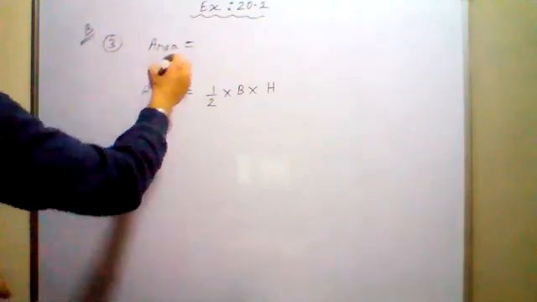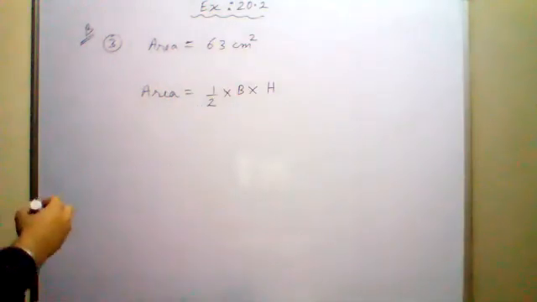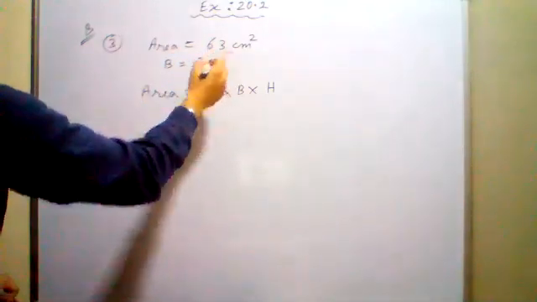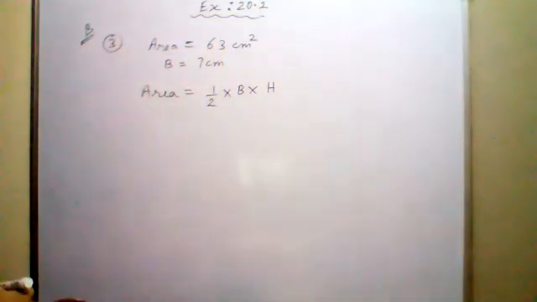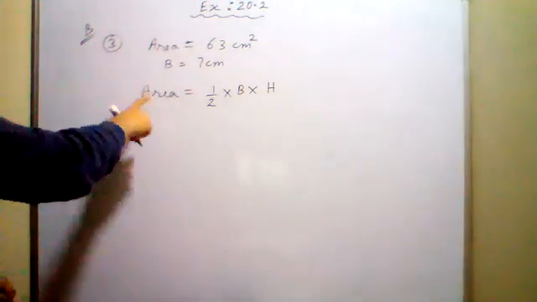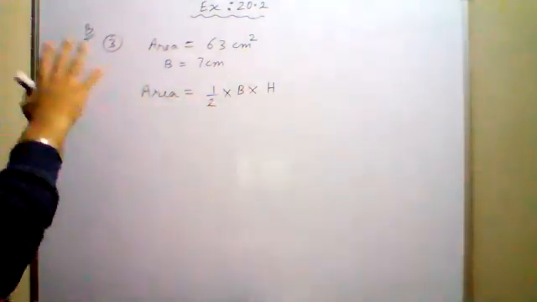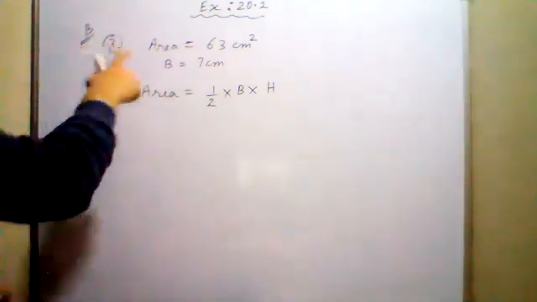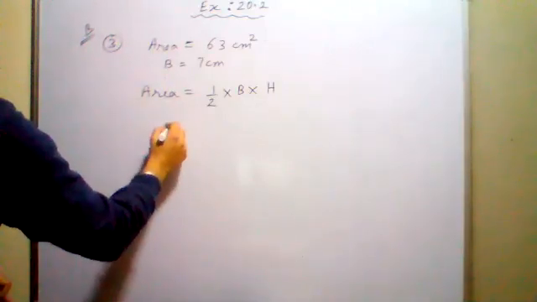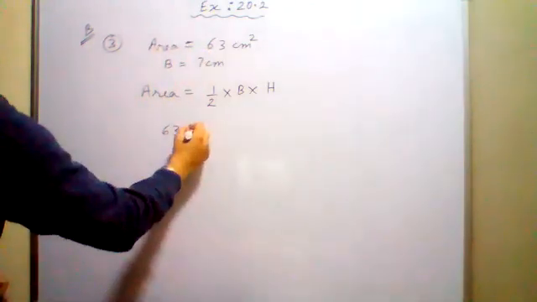Third part, area is equal to 63 centimeters square. This is the area. Base is given this time. Base is 7 centimeters. Okay. You have to find the height. Again, use the same formula. क्या है formula? Area equal to half into base into height. This is the formula of area of a triangle. ठीक है? Height missing है. Height हम find कर लेंगे same formula से. So area 63. Put the values. Area is 63. It is given equal to half.